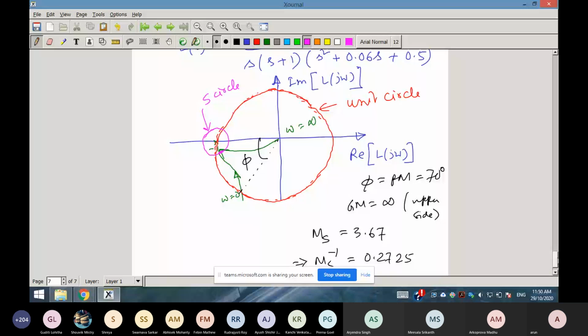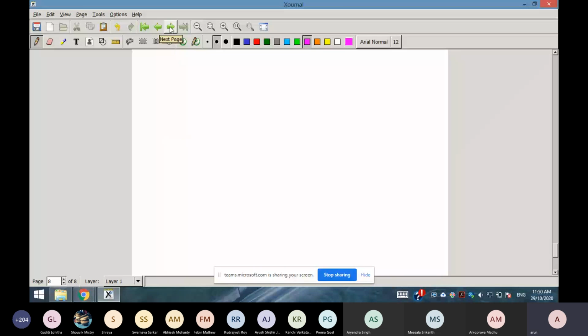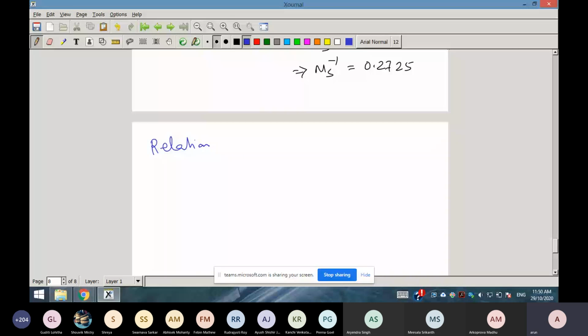So the relation between gain margin, phase margin and sensitivity is also important. So the relation among GM, PM and MS, since MS means sensitivity peak. Okay. So this relation is there. This relation you can easily prove. The relation is this one.